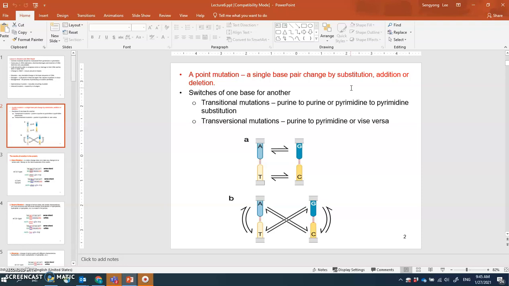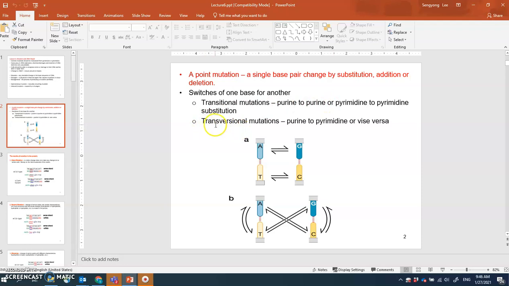If you change one nucleotide to something else, and that nucleotide happens to be a purine like adenine or guanine, and it is changed to another purine, maybe A is changed to G, or pyrimidine to pyrimidine, maybe T or C, we consider those changes a transitional mutation. Transitional meaning they are changed, but within the same group of nucleotides. So the result may be minor compared to the other case.